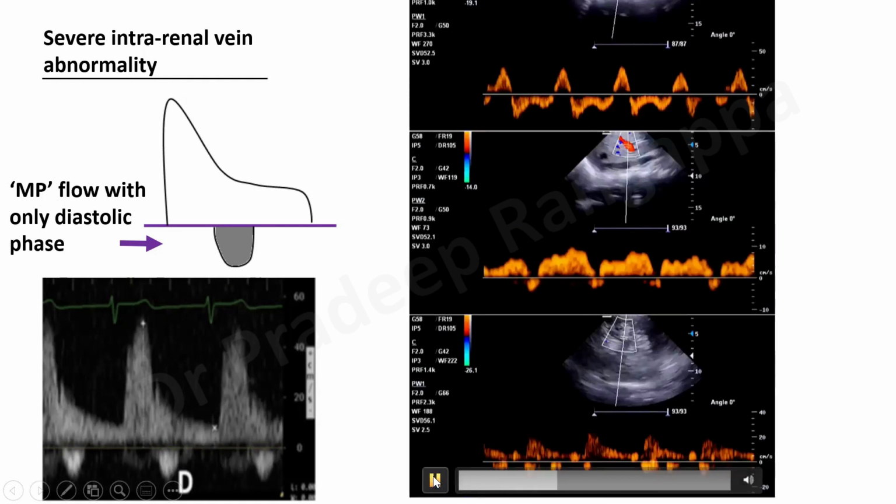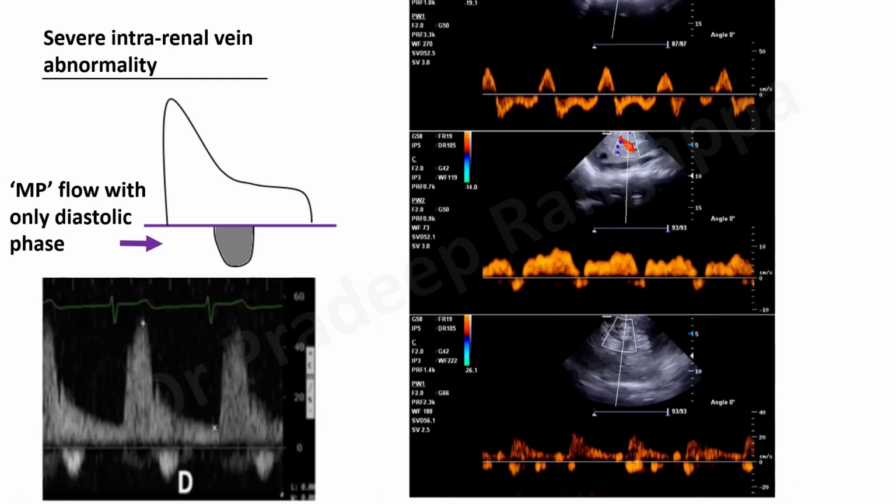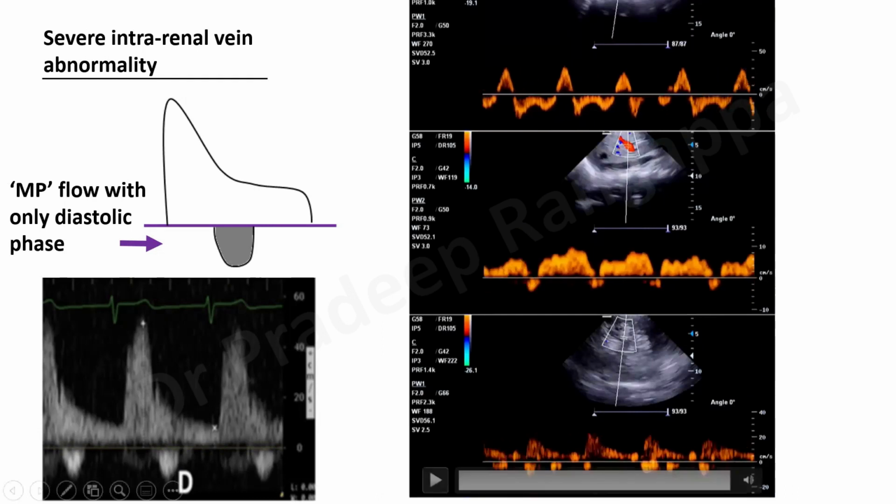I will just play the video. I think he has sent me these Doppler images. So you would see the intrarenal vein, systolic and diastolic, and the portal vein, where it is mildly pulsatile.